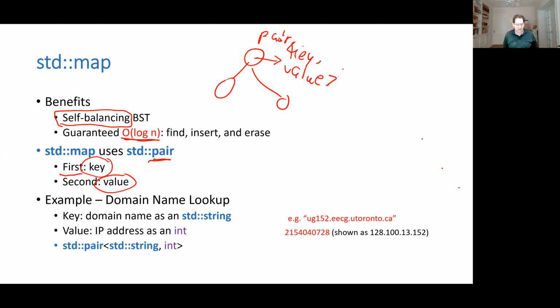So let me give you an example of how you can use this. A domain name lookup is a key operation in the internet. You connect to the UG machines by typing names like this. You say, I want to SSH to ug152.eecg and so on. That's what you'd like to type. It's easier to remember. That's not how the internet works.